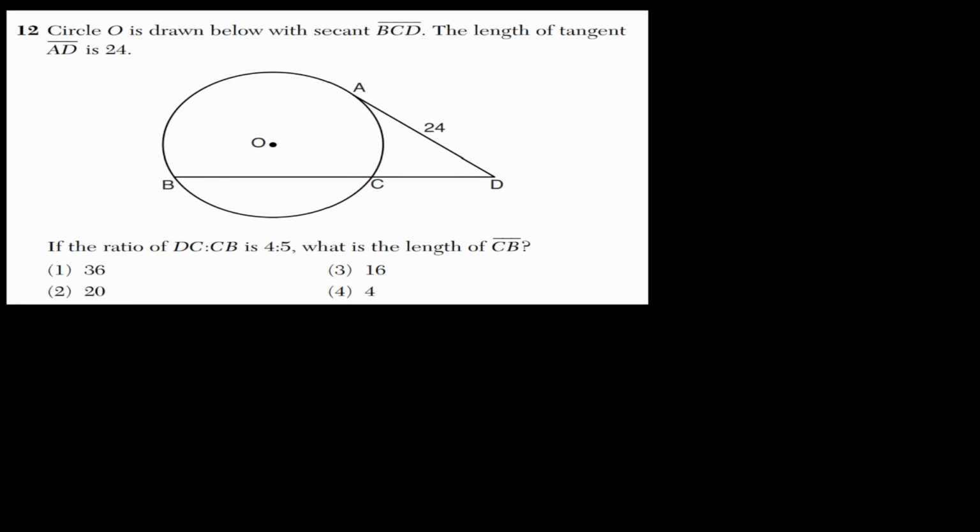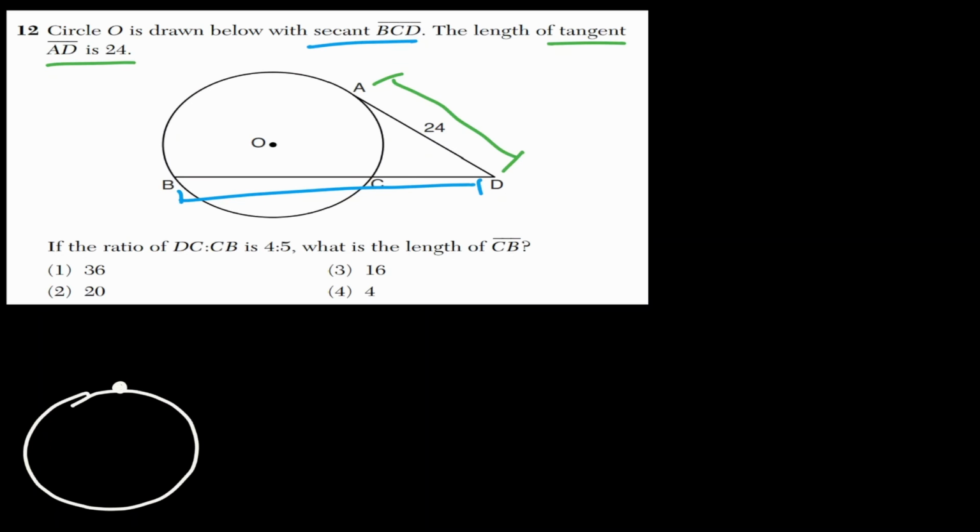Here we have a circle at point O. But we're given the secant line BCD. And in addition, we're also given a tangent line AD, and we know that it is equivalent to 24. And before we move any further, we have to recognize the situation that we have. Anytime that we're working with a circle, and there is a tangent line intersecting at some point with the secant line, let me use the same expressions that we have here, AD, C, and B, we're always going to end up with the following proportion.